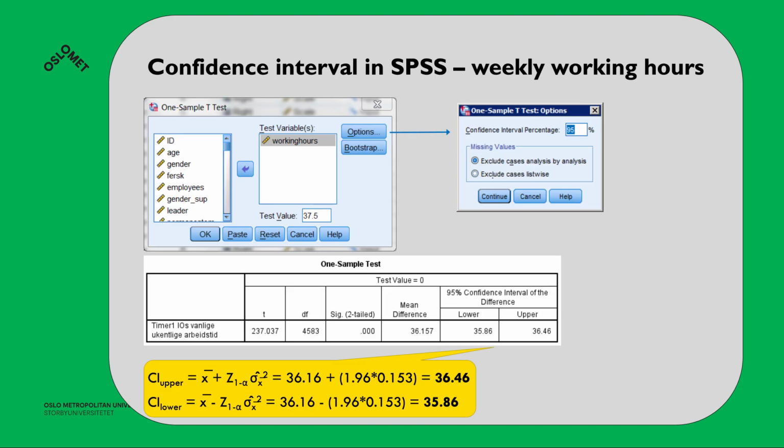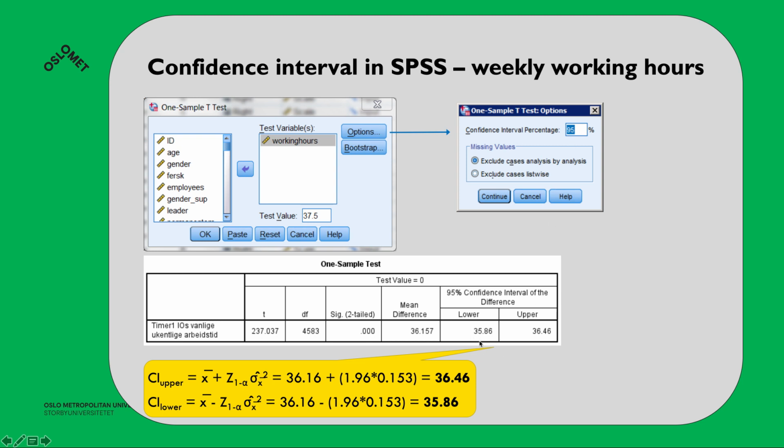So, confidence interval in SPSS, weekly working hours. In this example, we have asked people how much they work, and we get a point estimate of 36.157 hours. But since this is based on a sample, on people telling us how much they work, we want to generalize to the working population as a whole. We create a 95% confidence interval around this mean, and we have asked SPSS to make a 95% confidence interval.